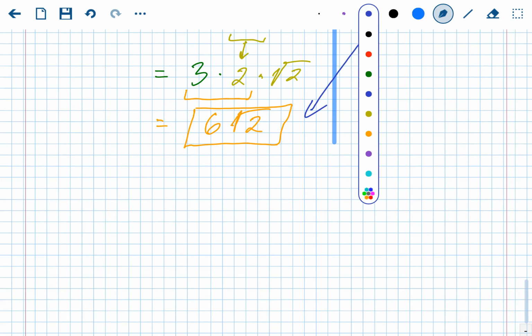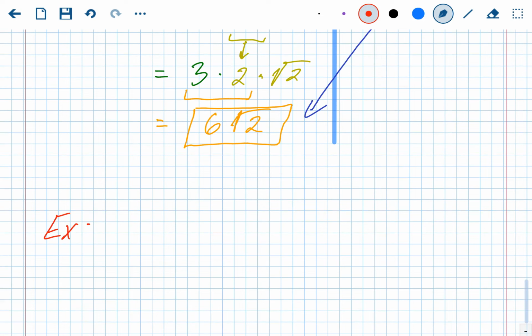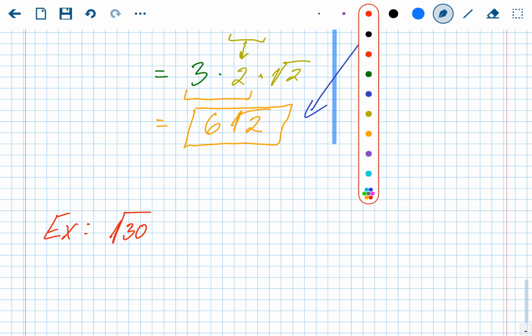So we'll get one more. So we're trying to simplify the square root of 30. All right, so again, do what we were doing. Start to think of factors of 30. Well, what are some of the factors of 30?